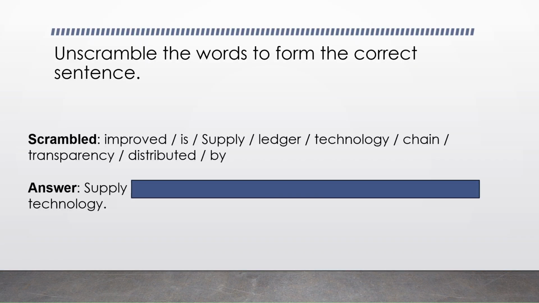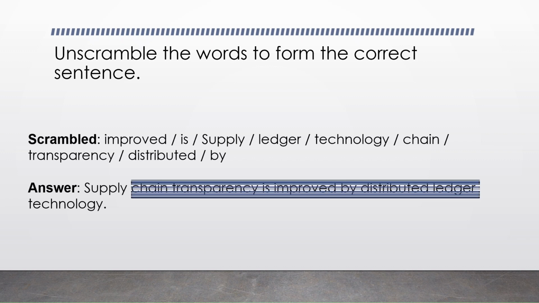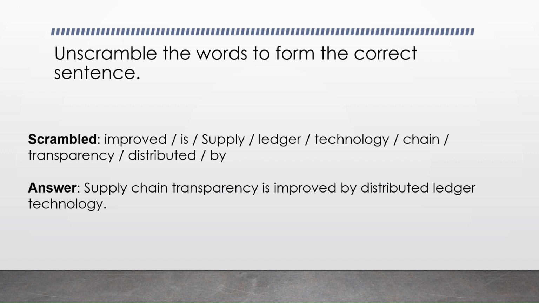So we have our scrambled sentence here. I've given you a hint. We know that the first word is supply and the last word is technology. Go ahead and pause the screen there, and then write the sentence in the comments below and unpause it when you're ready to check your answer. All right, here we go. So we know that supply chain transparency is improved by distributed ledger technology.